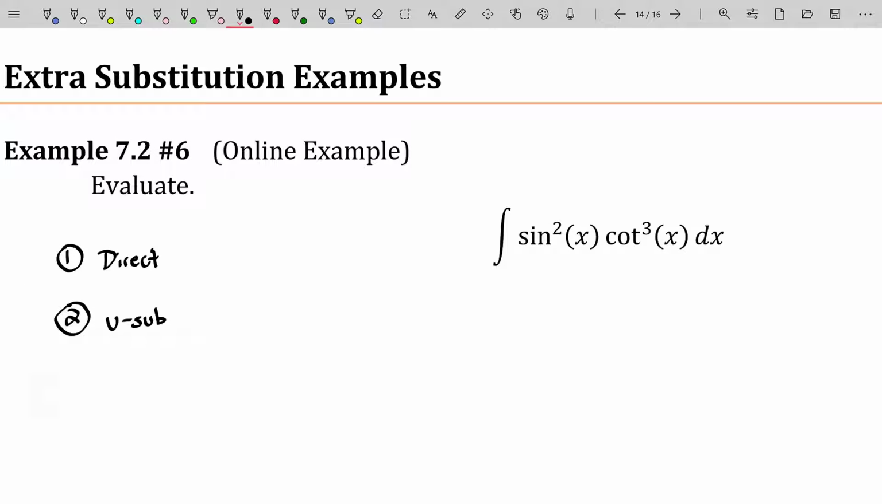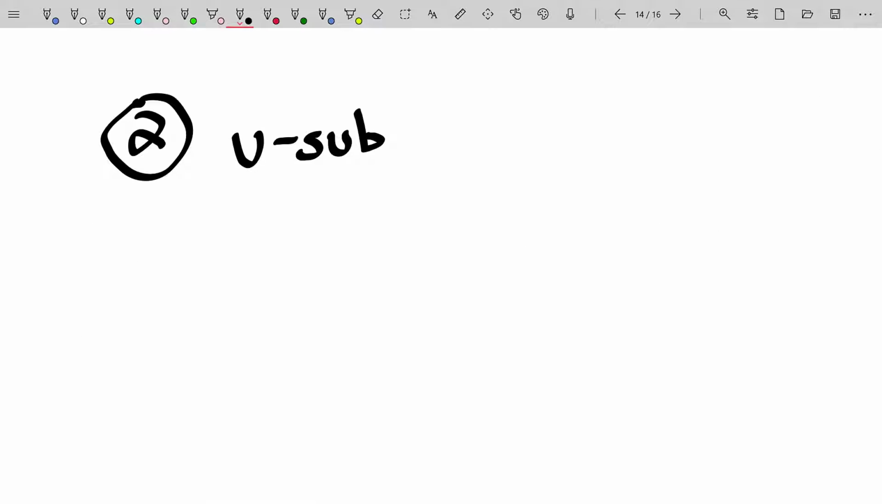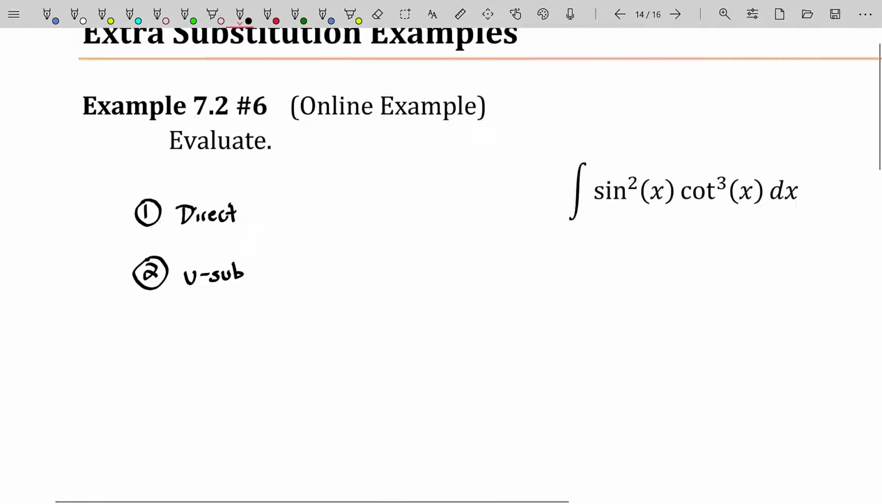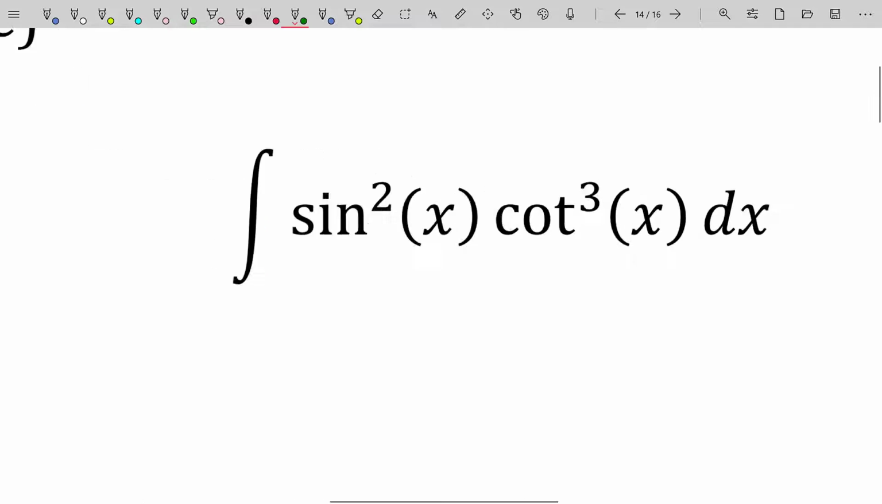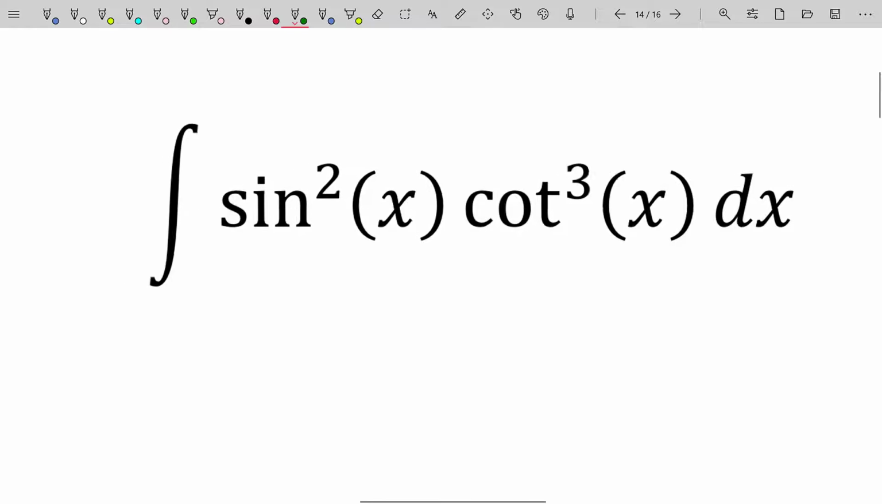The second technique that we learned was U substitution, and actually that could be a candidate here. And in fact, I went ahead and put a red X next to direct, meaning that that's not an option here, but U substitutions actually might work. It's not going to be so obvious to begin with, but it might work in the long run.